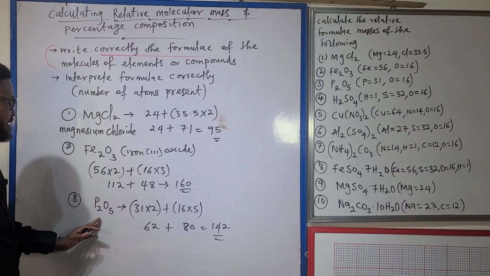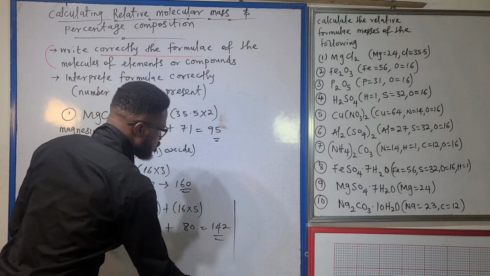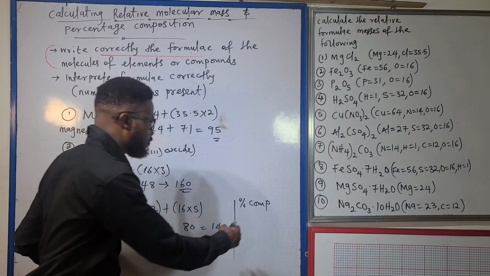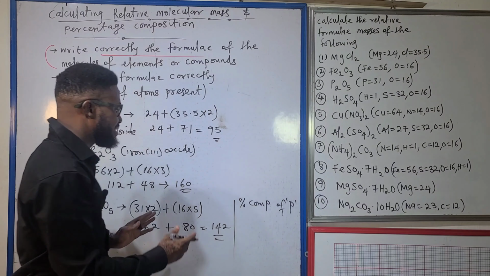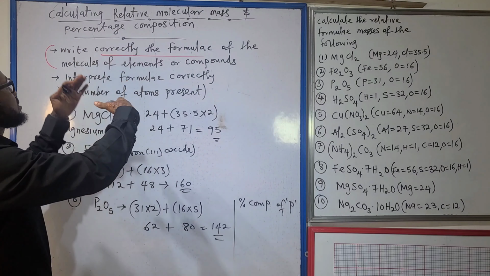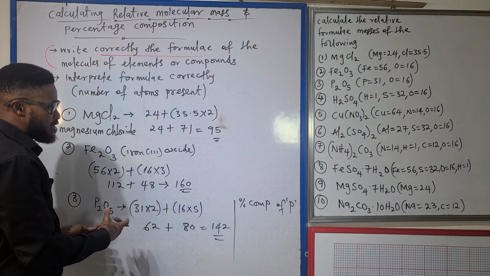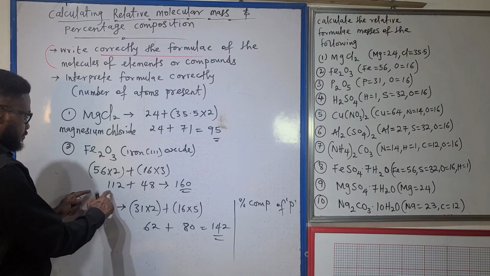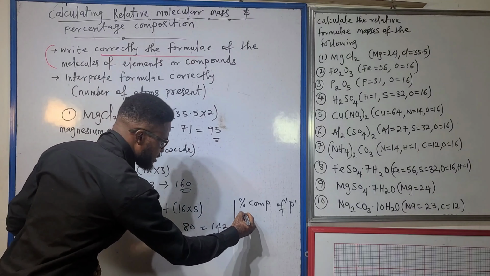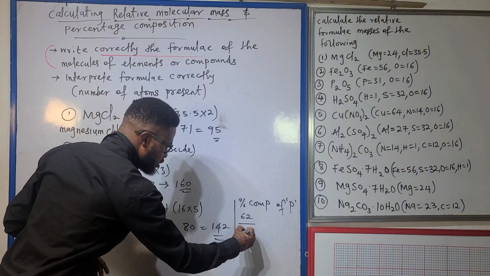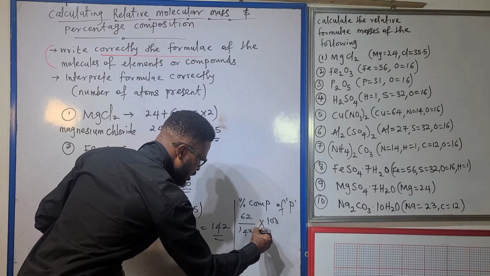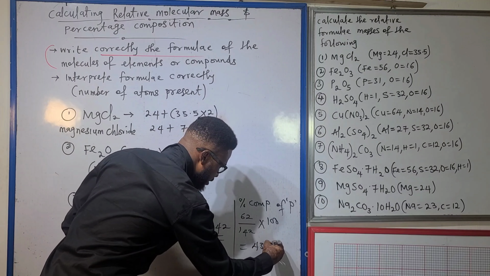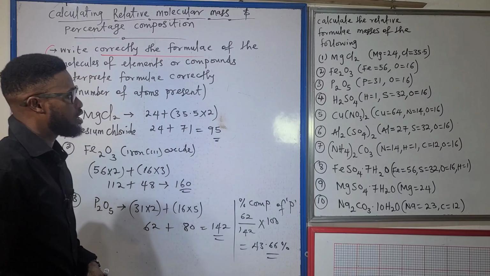Now, imagine that in this phosphorus 5 oxide, I am told to look for the percentage composition of phosphorus in here. Then what that means, recall, I want to calculate relative molecular masses, and then I want to look at percentage composition. Now, if I'm looking for the percentage of phosphorus in phosphorus 5 oxide, that is going to be, what is the mass of the phosphorus itself? The total phosphorus here is 31 times 2, that is 62, out of the total, which is 142. Then I'll percentage that. If I compute this, that is going to give me 43.66%, and I'll be correct.